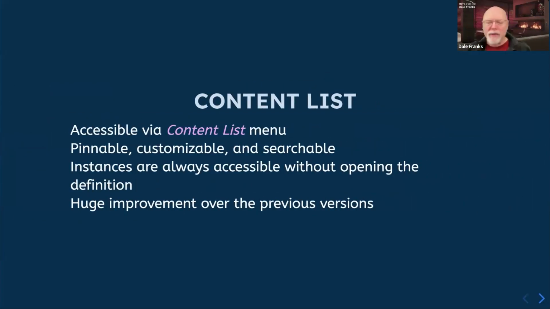Finally, we have to talk about the content list. As we've seen, the content list menu button is what opens up the content list for you. The content list is pinnable, customizable, and searchable. We'll take a look at all of those three features here in a second. The other nice thing about the new content list is the instances are always accessible in the content list without having to open the definition. If I just want to go straight to the object instances, I can do that right from the content list. And it is, as I believe you'll see, a huge improvement over the previous versions.